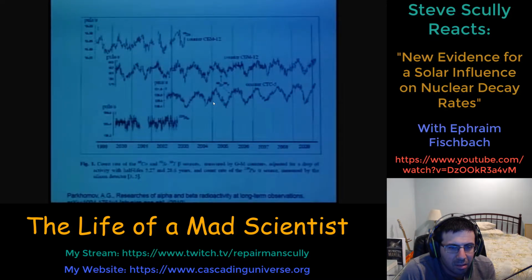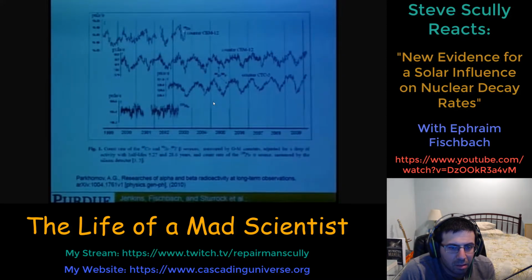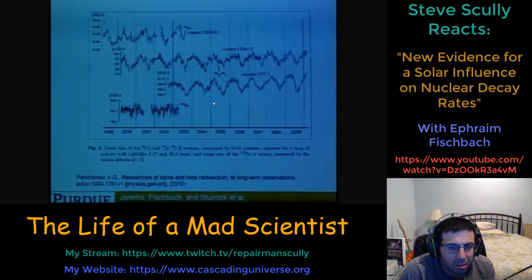Here's a paper that just came in the last week or so from Parkhomov in Russia, who's been working on this even before we were. Again, you see in this case, these are data on strontium and yttrium. Here's the data on cobalt-60. You see clearly periodic effects as well.